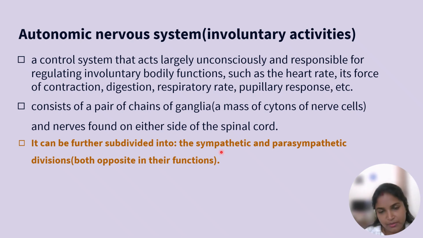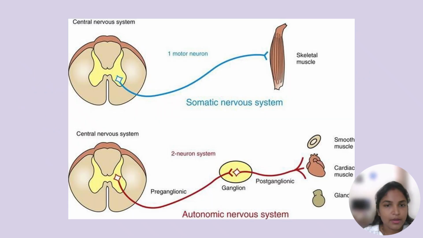The autonomic nervous system is divided into the sympathetic and parasympathetic nervous systems, which are antagonistic in action. Antagonistic means they work in contrast. If the sympathetic nervous system dilates the pupil, then the parasympathetic nervous system brings it back to the normal position. If the sympathetic nervous system increases the heartbeat, the parasympathetic nervous system then brings the condition back to normal.